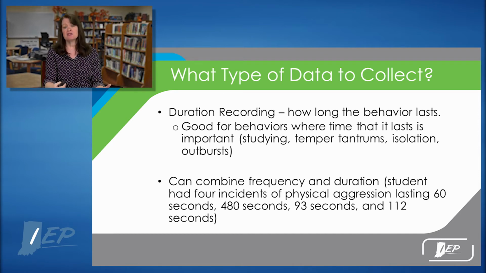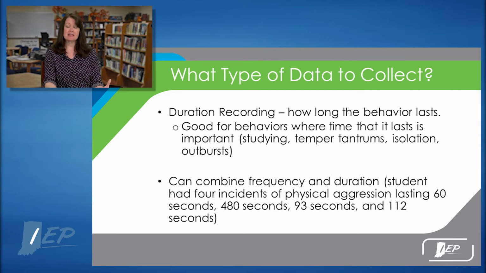So you can often combine frequency and duration to say, okay, the student had 4 different incidents, so that's your frequency part, of physical aggression, and you're going to want to be more specific on that, whether it's hitting things, knocking things over, whatever it is that you're looking for. And each of those instances lasted 60 seconds, 480 seconds, 93 seconds, and 112 seconds. That gives us even more information.